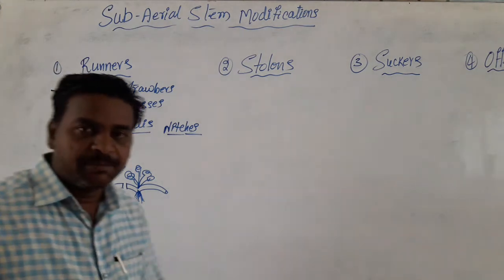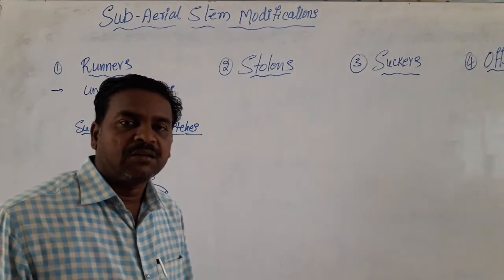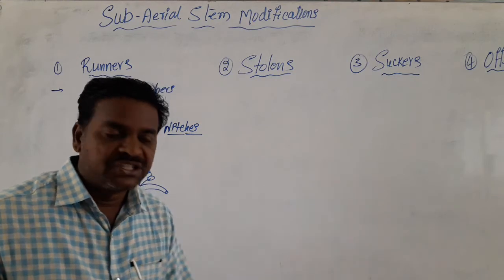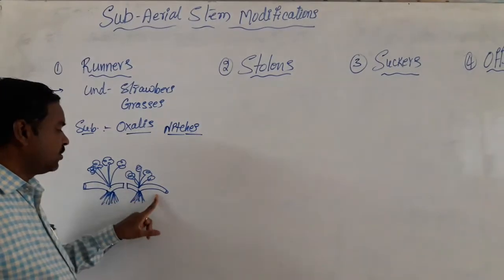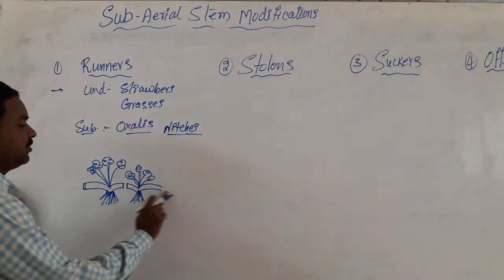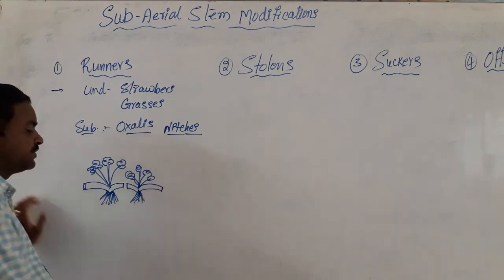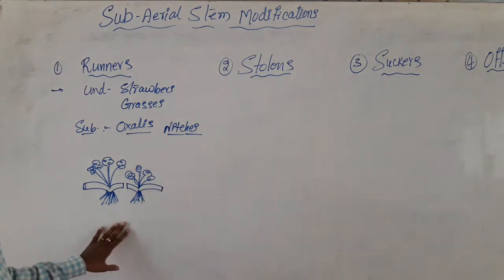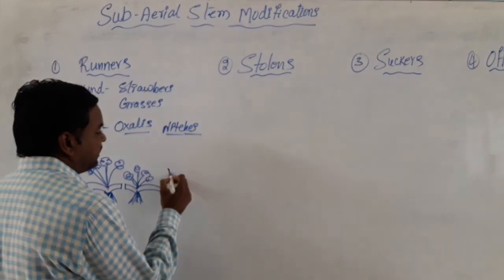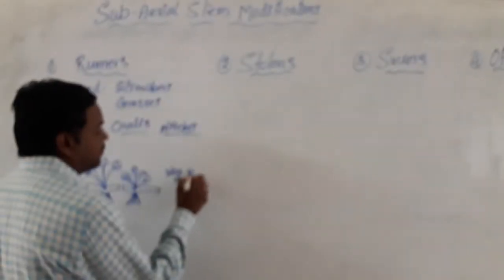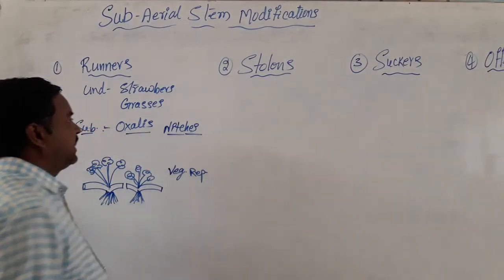In this way, it is rooted at each and every node with opposite leaves. When the internodes break off from the mother plant, automatically these new niches, meaning nodes with roots and leaves, lead an independent life. Thus, they help in vegetative reproduction. They are the best examples.